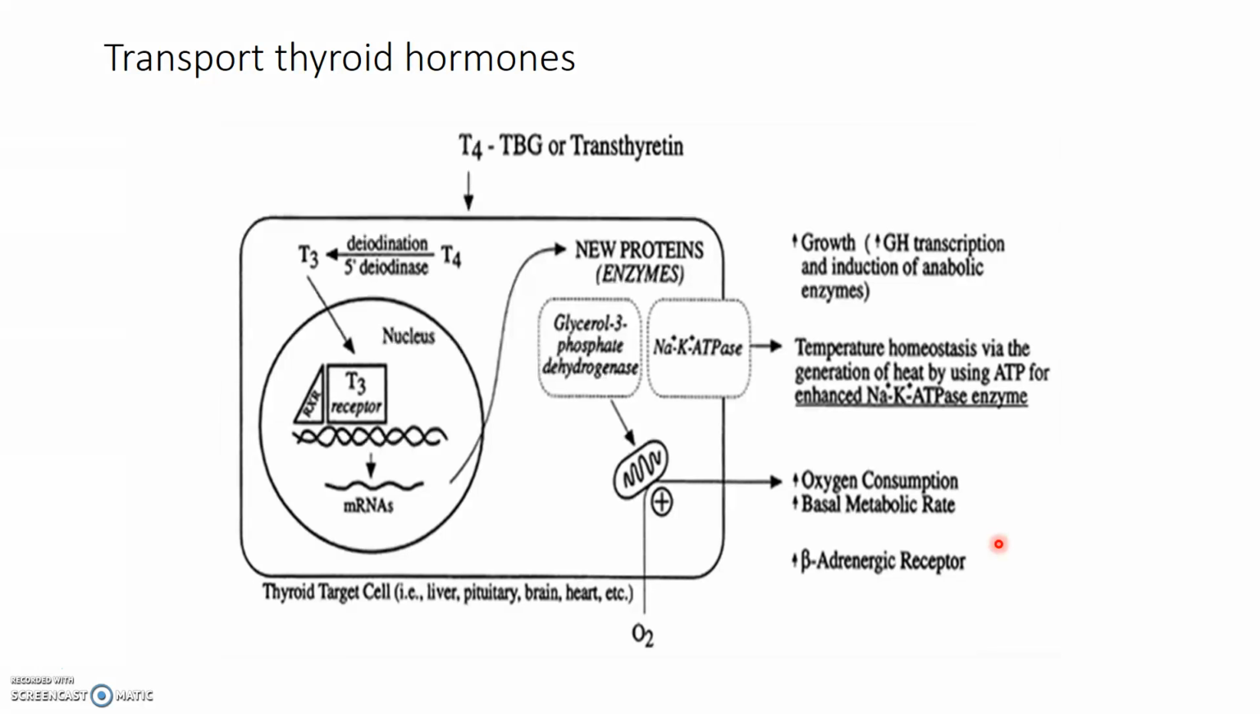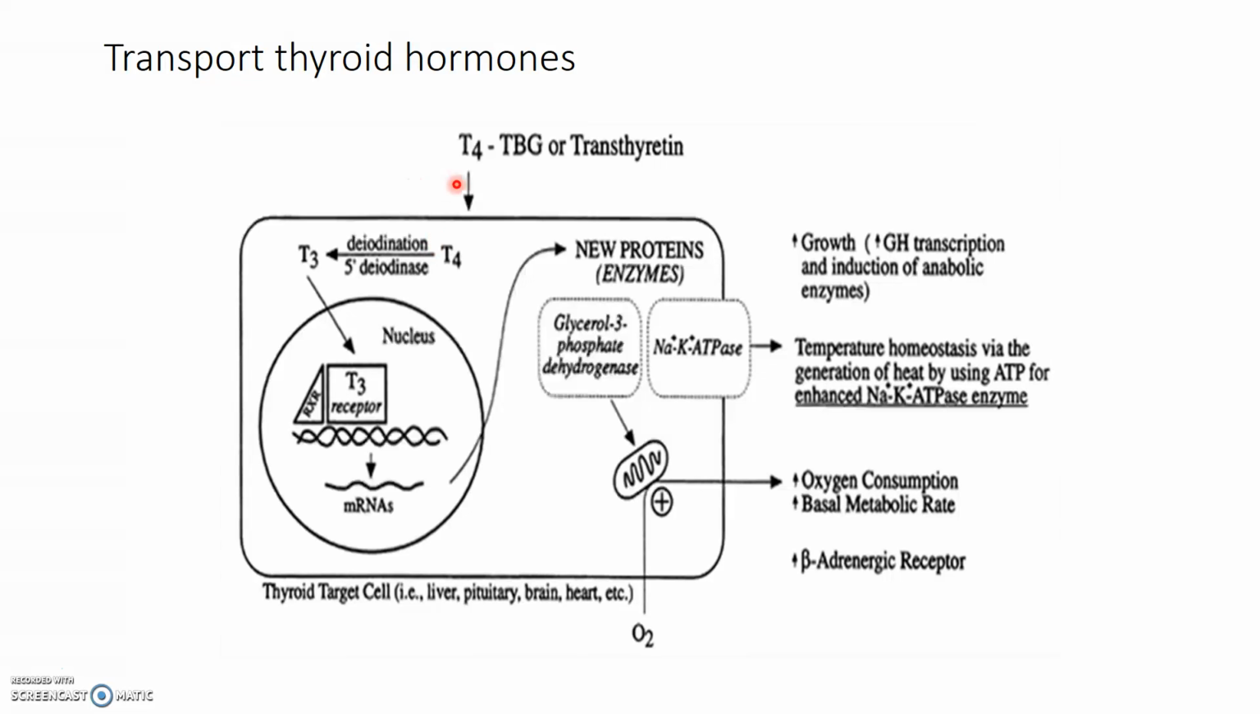This picture shows a summary of the action of the thyroid hormone from the circulation into the target cells, for example liver, pituitary, brain, as well as the heart. When the hormones are in the circulation, they are bound either to thyroid binding globulin or transthyretin, or even albumin. Once T4 and T3 leave the plasma, they enter the cell either by diffusing through the lipid of the cell membrane or by carrier mediated transport.